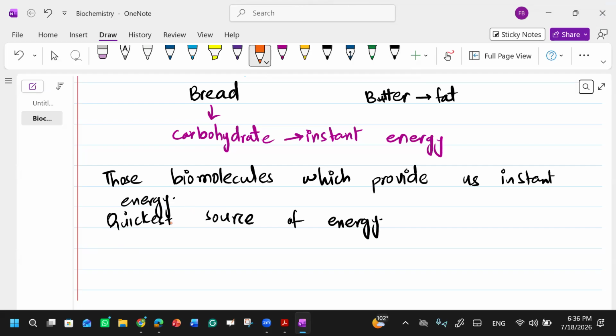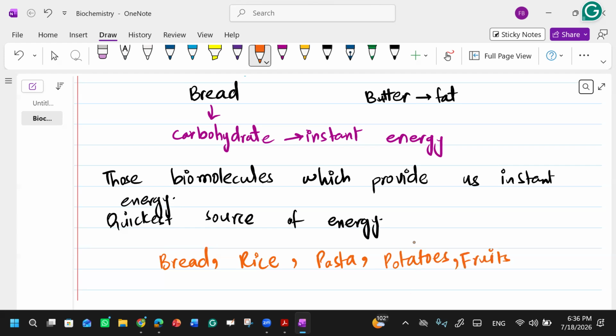There are some other things as well, not only bread. Rice also gives us instant energy. They are carbohydrates. Pasta, potatoes, fruits. They give us instant energy. So these all are carbohydrates.